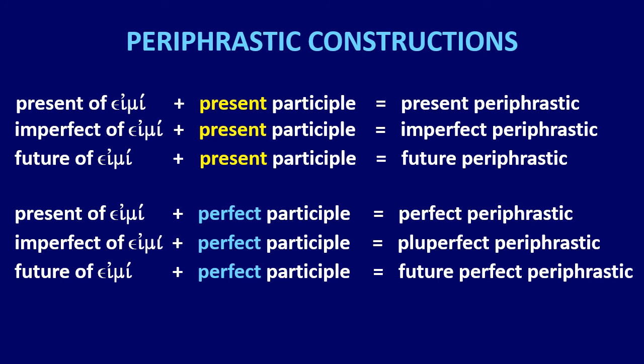Now, when it comes to the perfect participle, that can be combined with present, imperfect, or future forms of eimi. And when it does, it results in either a perfect periphrastic type of construction that you just treat as though it's a perfect indicative statement, or a pluperfect periphrastic construction, or something known as a future perfect periphrastic. And I'll give you some examples here now.